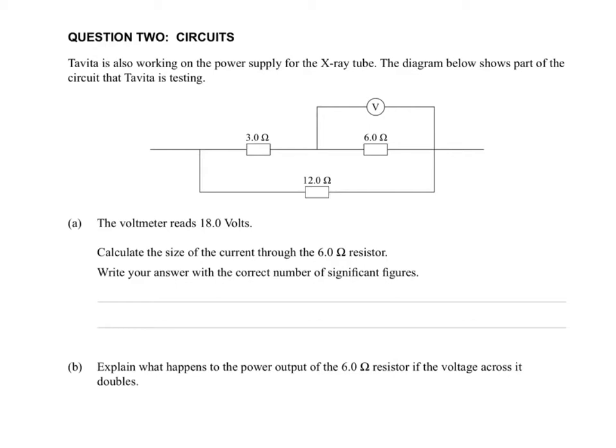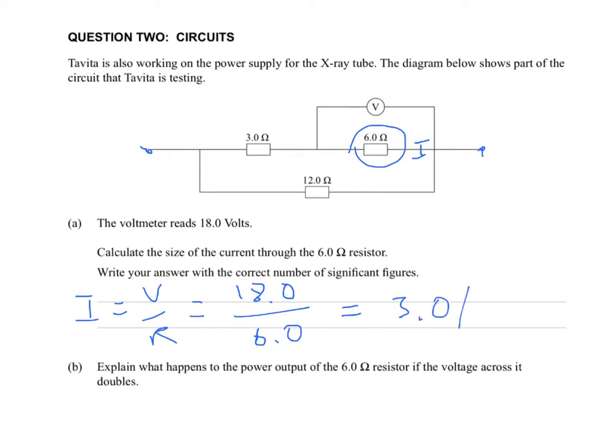So this is just a simple calculation. I equals V over R. Just make sure that we're doing it correctly through the 6 ohm resistor. We're after the current going through that. So I equals V over R. The voltage, as we've been told, is 18 volts it reads. So remember, it's not the voltage across the whole, from here to here. It's the voltage just across the 6 ohm. 18 over the 6.0 ohms. That's two significant figures for our final answer, which is 3 amps, or 3.0 amps.